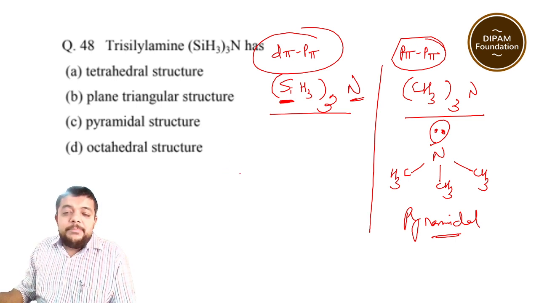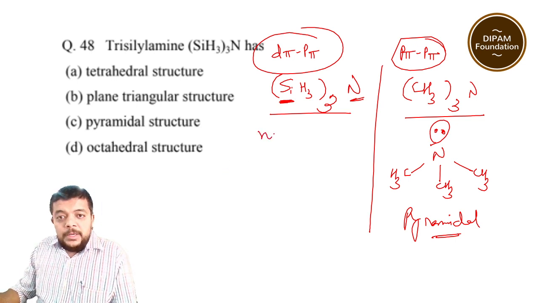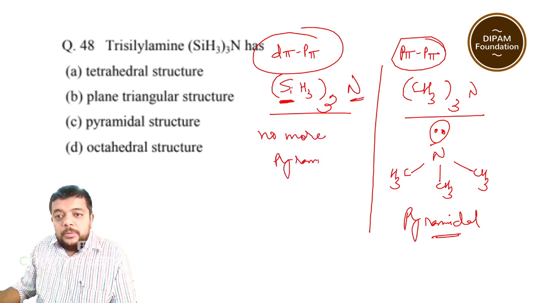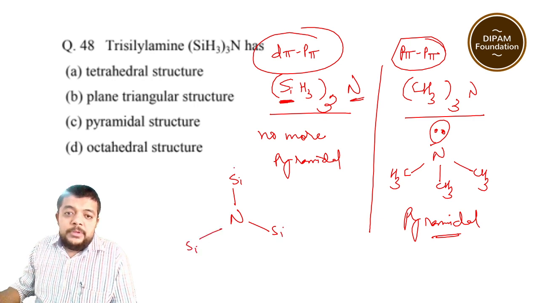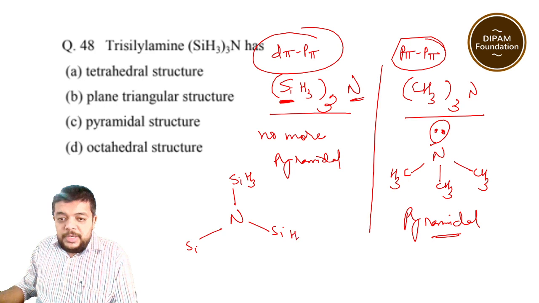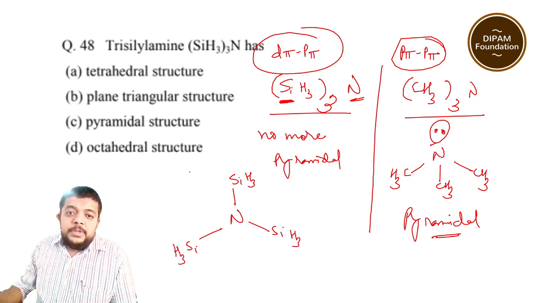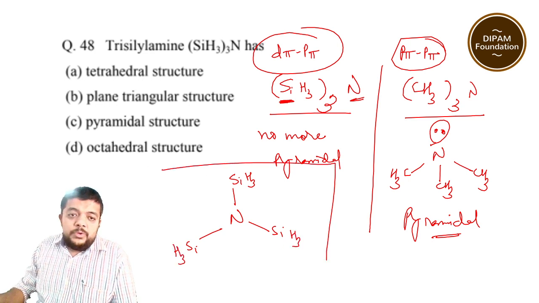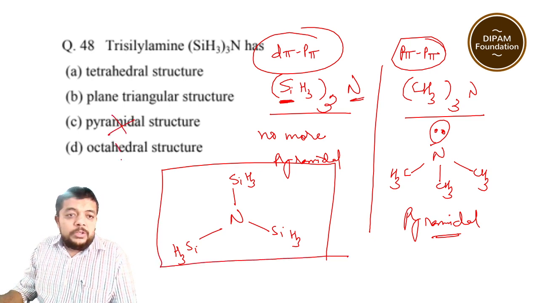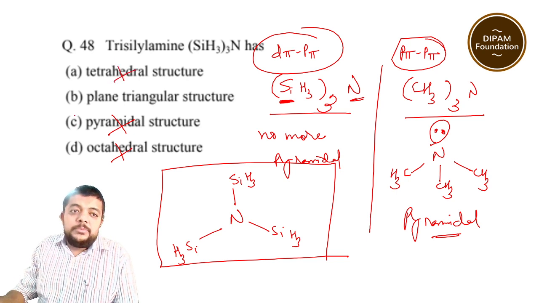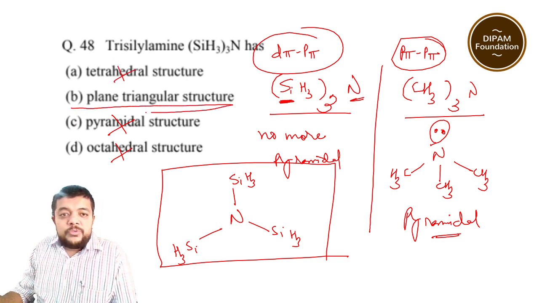And when this d pi p pi back bonding comes, it is no more pyramidal. It shifts to trigonal planar. So we will have a different type of molecule available with us. Friends, be very clear. It is no more a pyramidal geometry. So never go with pyramidal. Octahedral is not possible. Tetrahedral is not possible. So it's a plain triangular structure.